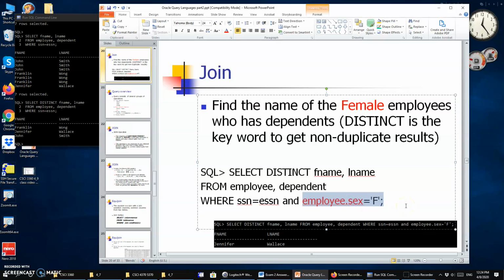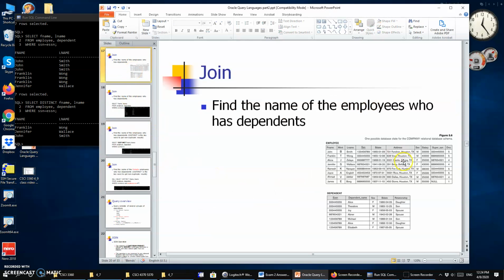However, you can see that instead of using sex equal to F alone, I actually use the object-oriented concept, indicating that I am talking about the sex attribute in employee. Why do I need to do that? That requires us to take a look back at the original data. You can see that the employee has a sex attribute. However, the dependent also has a sex attribute. So basically, the two attributes are using the same name.